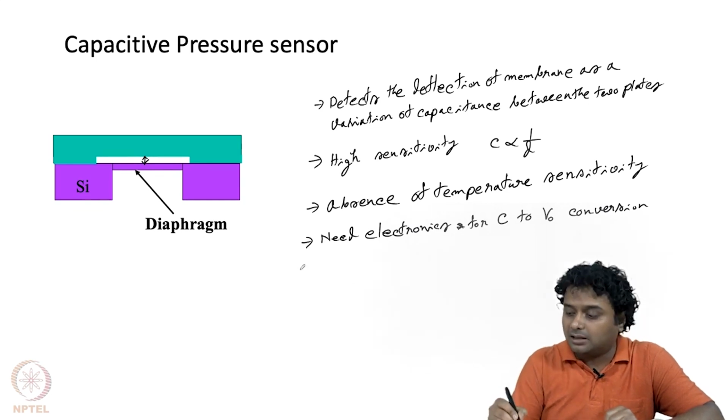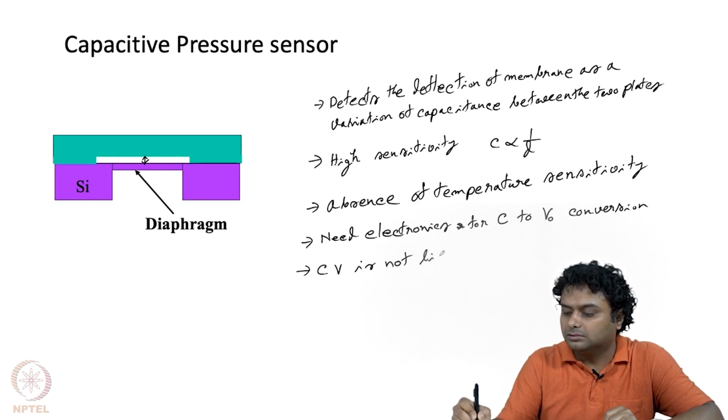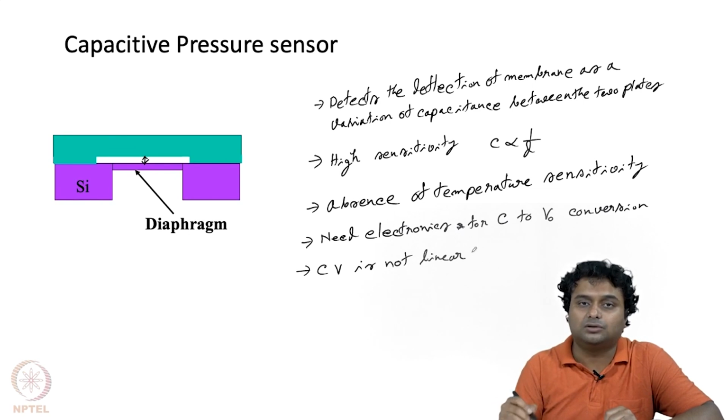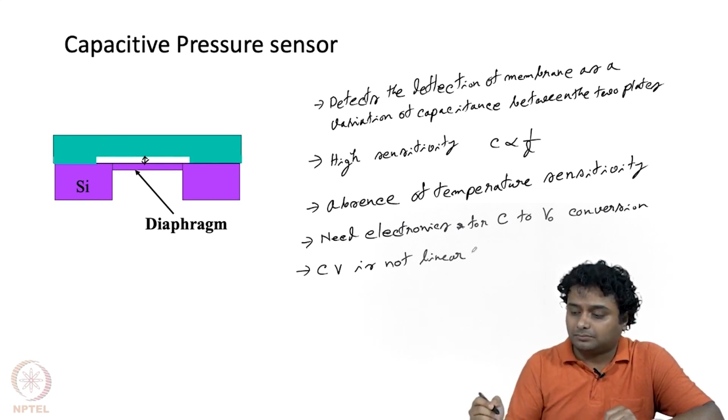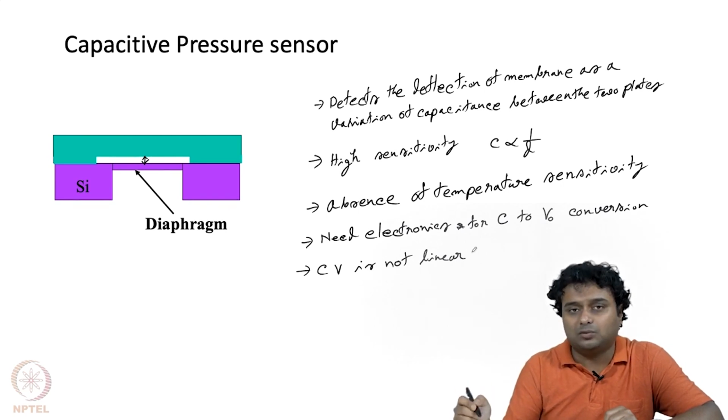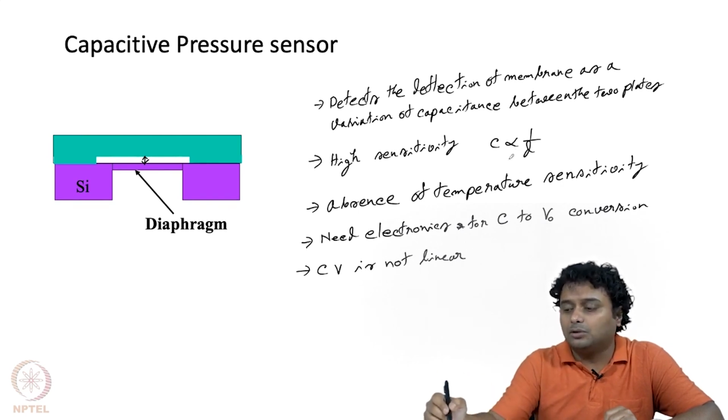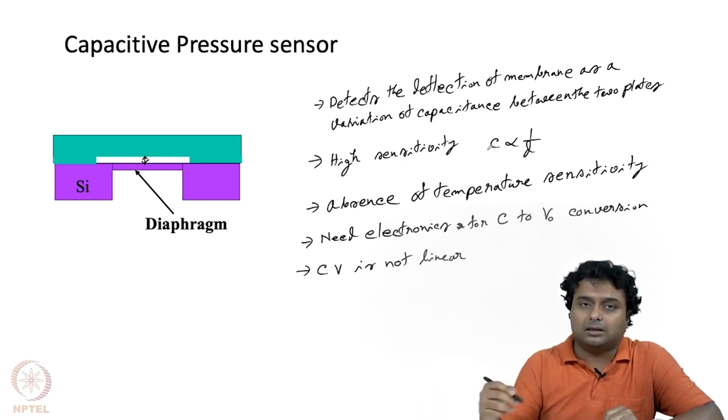And another thing is that this C to V conversion is not linear. It is not easy to make a conversion circuit for this. So, ultimately whatever voltage output we get may not be linear with the capacitance. So, that adds one more complexity in the sensor.